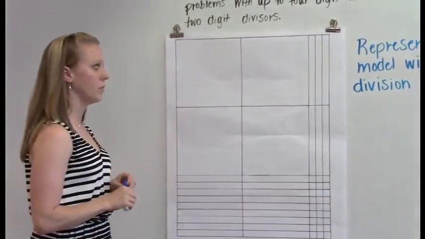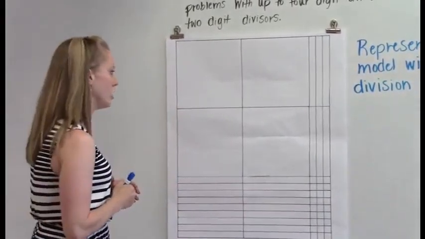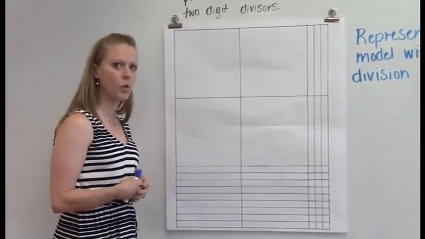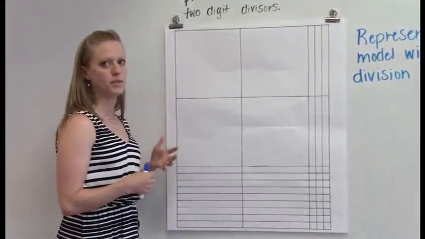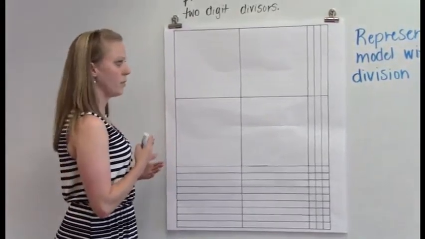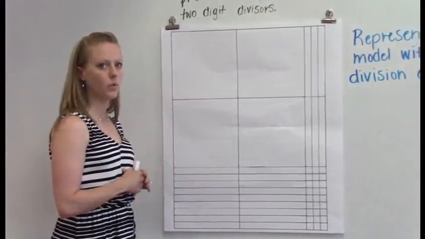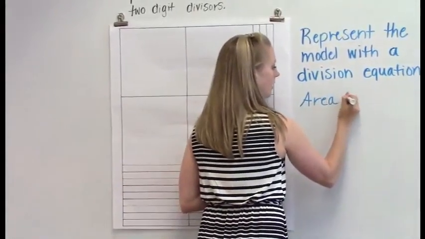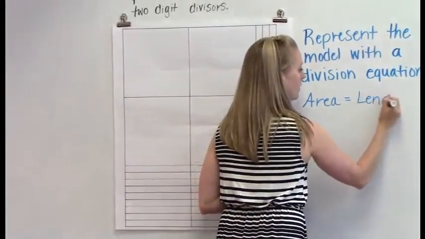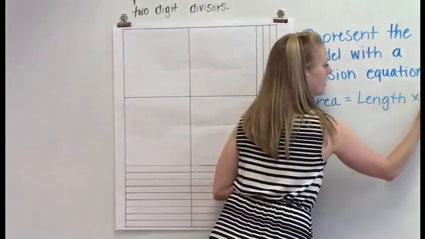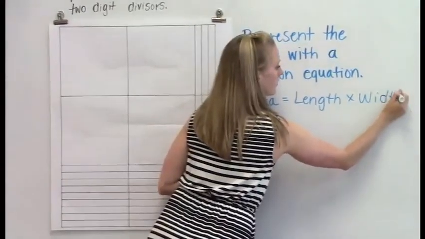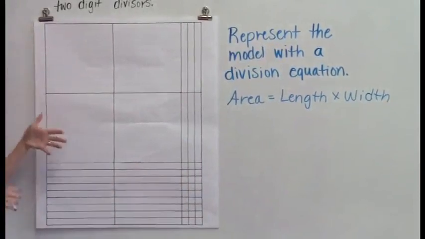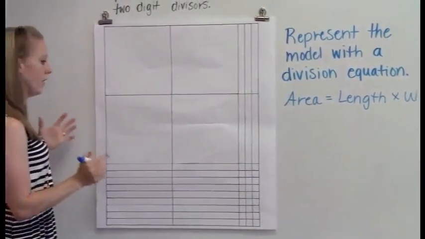Okay, so back to our problem: represent the model with a division equation. We can represent this model as a single number, as a single quantity, by counting up the hundreds, tens, and ones. We can also represent it as an equation by using what we know about area is equal to length times width. Okay, so let's start first by counting the quantity of our total inside the big rectangle.